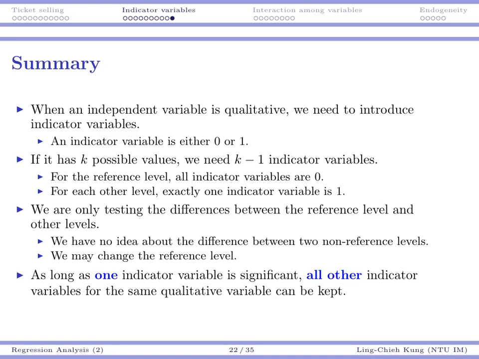Finally, as long as one indicator variable is significant and we want to keep that indicator variable, we need to keep all other indicator variables from the same qualitative variable. That makes sense, right? Because all those indicator variables together represent one original variable. So if we want to keep one of them, we need to keep all of them so that it provides the full picture. Okay, that's indicator variables. Thank you.